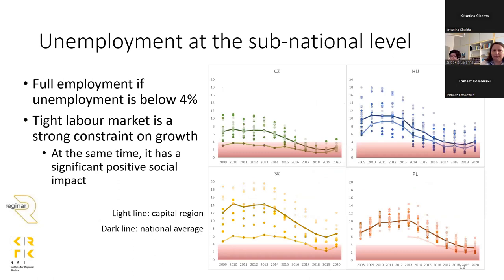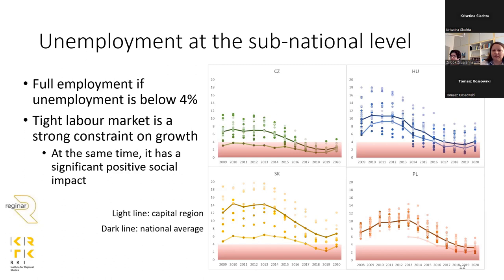As an illustration of the tight labor market, we can observe the unemployment rate at the subnational level. We can see that almost in all regions, the unemployment rates reached the full employment level, which can be regarded as around 4%. The largest disparities are observable in Hungary and Slovakia. Hungary is an outlier in the sense that in the other three countries of the Visegrad 4 region, unemployment is the lowest in the capital region, but in Hungary, some areas near the Austrian border permanently overperform the capital, Budapest, in this respect.